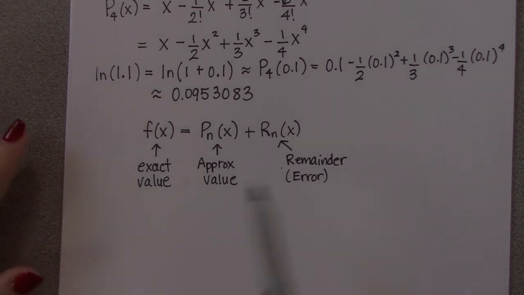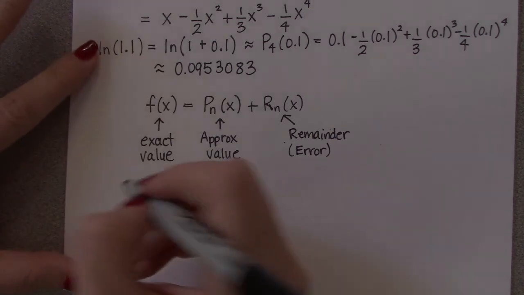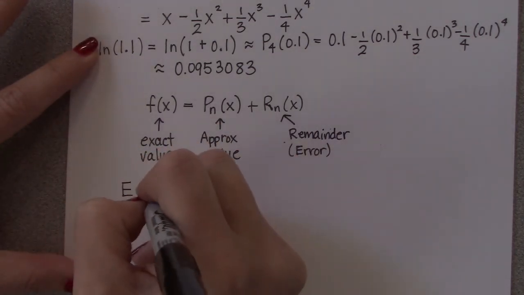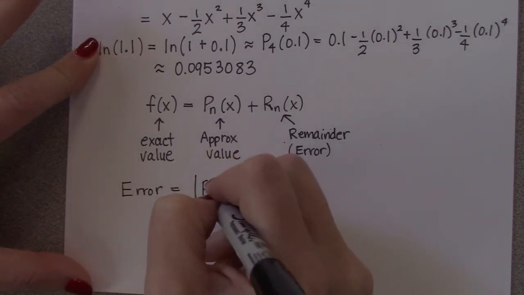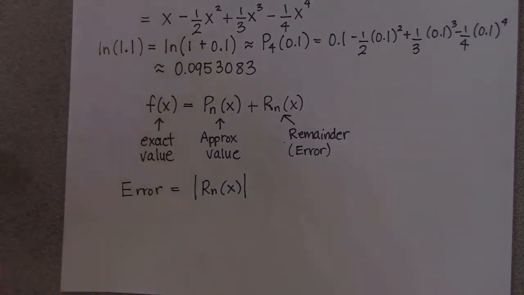So if we rearrange this equation in the same way we did for our partial sums, we can actually say, if I solve this for the remainder, I can say the error is equal to the absolute value of the remainder. The reason we use absolute value is some of these terms are positive, some are negative, and I don't know what the remainder is going to add up to. So we always look at the absolute value of the remainder, and then we know the error is plus or minus that value.